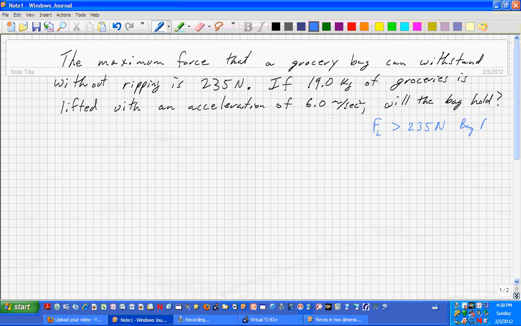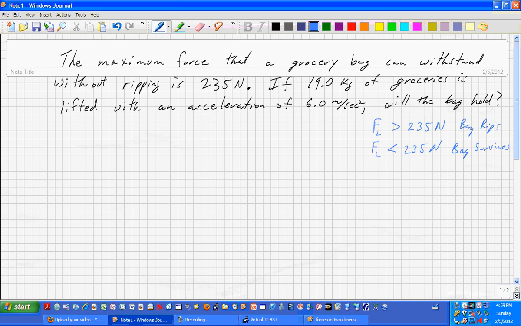If that force is greater than 235, the bag rips. If that force of lifting the bag is less than 235, then the bag survives. Two R's in survive? I don't know. I don't care. All right, we're moving on.